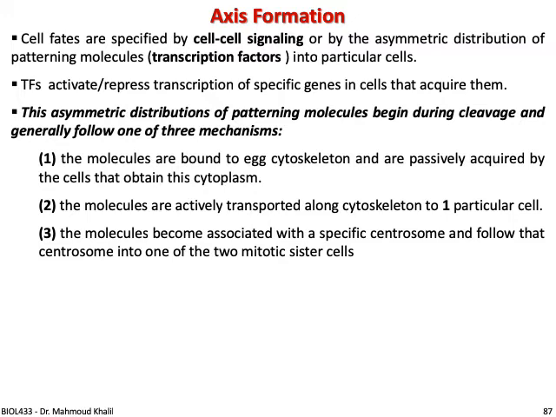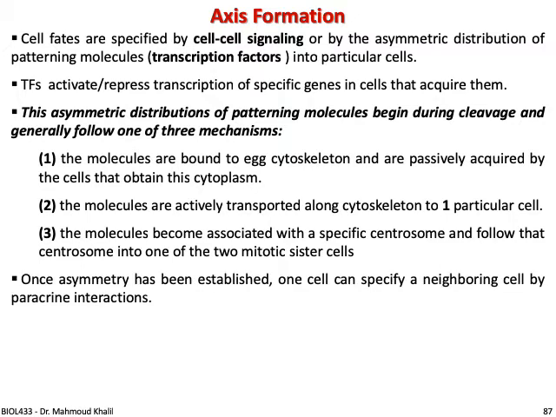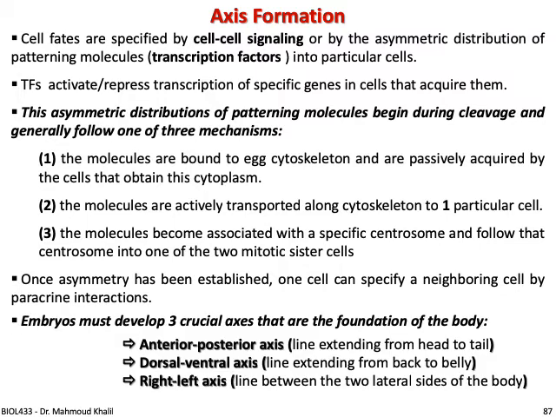So basically, these are the three methods of how these morphogenetic molecules, or patterning molecules, or transcription factors, are recruited into the developing blastomere during the process of cell division. Once this asymmetry has been established, one cell can specify a neighboring cell by paracrine interaction.